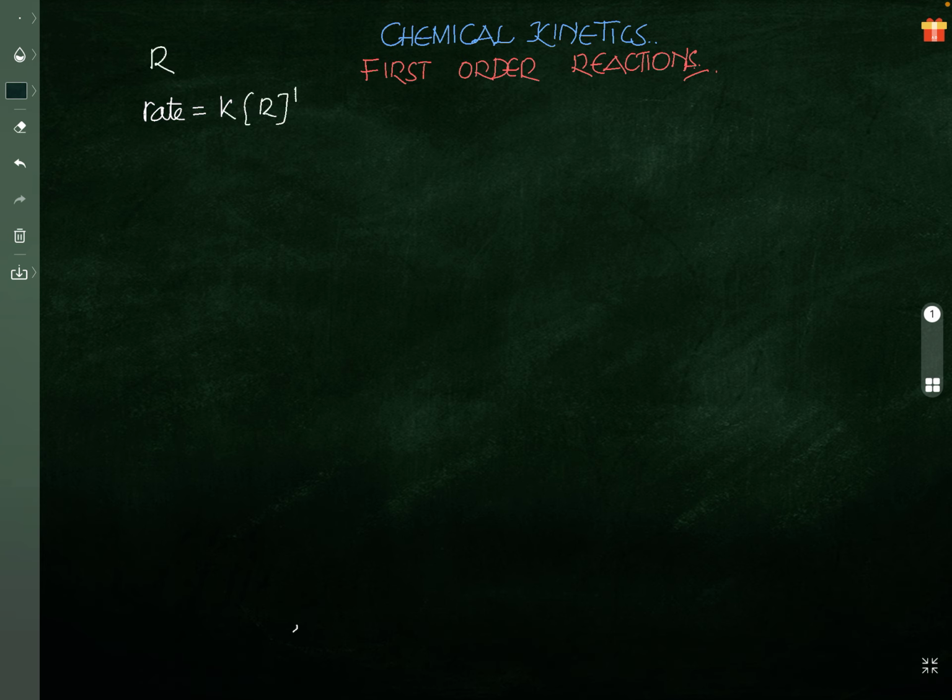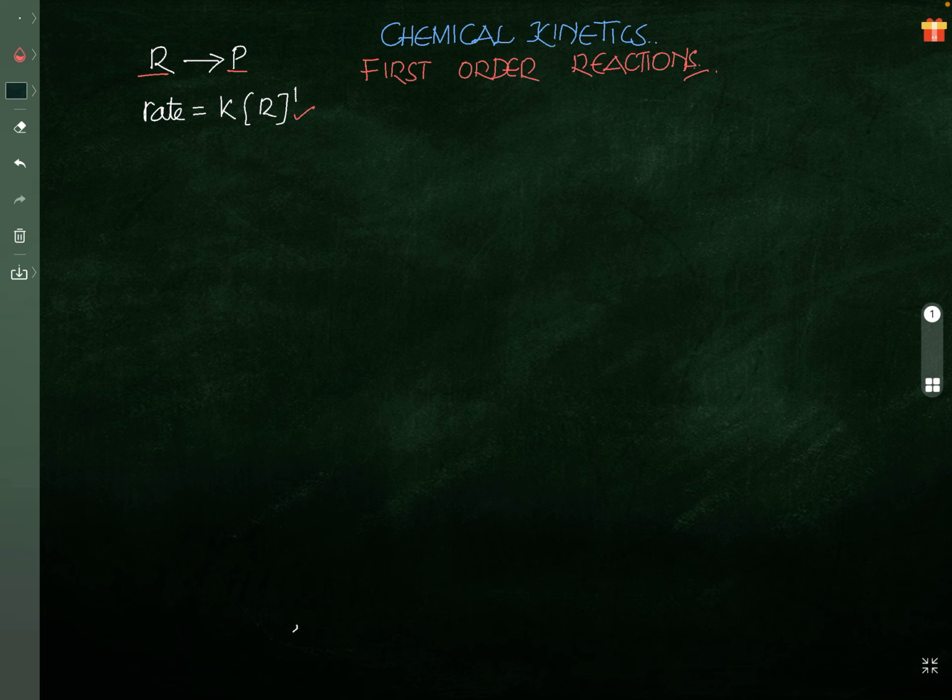If you write the reaction as R gives rise to P, reactants convert into products. R is reactant, P is product. Like that, if you take, then rate is equal to K into R to the power 1. When you write like this, that means if the rate is depending on the concentration of the reactant to the power of 1, then that is a first order reaction.